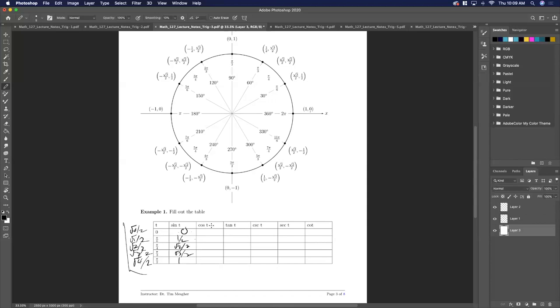And cosine will go the opposite, so it'll be 1, square root of 3 over 2, then square root 2 over 2, and then square root 1 over 2, which is just 1 over 2, and then 0. And so that's just a quick and dirty way of crunching through those numbers. And so it's a good thing to memorize.